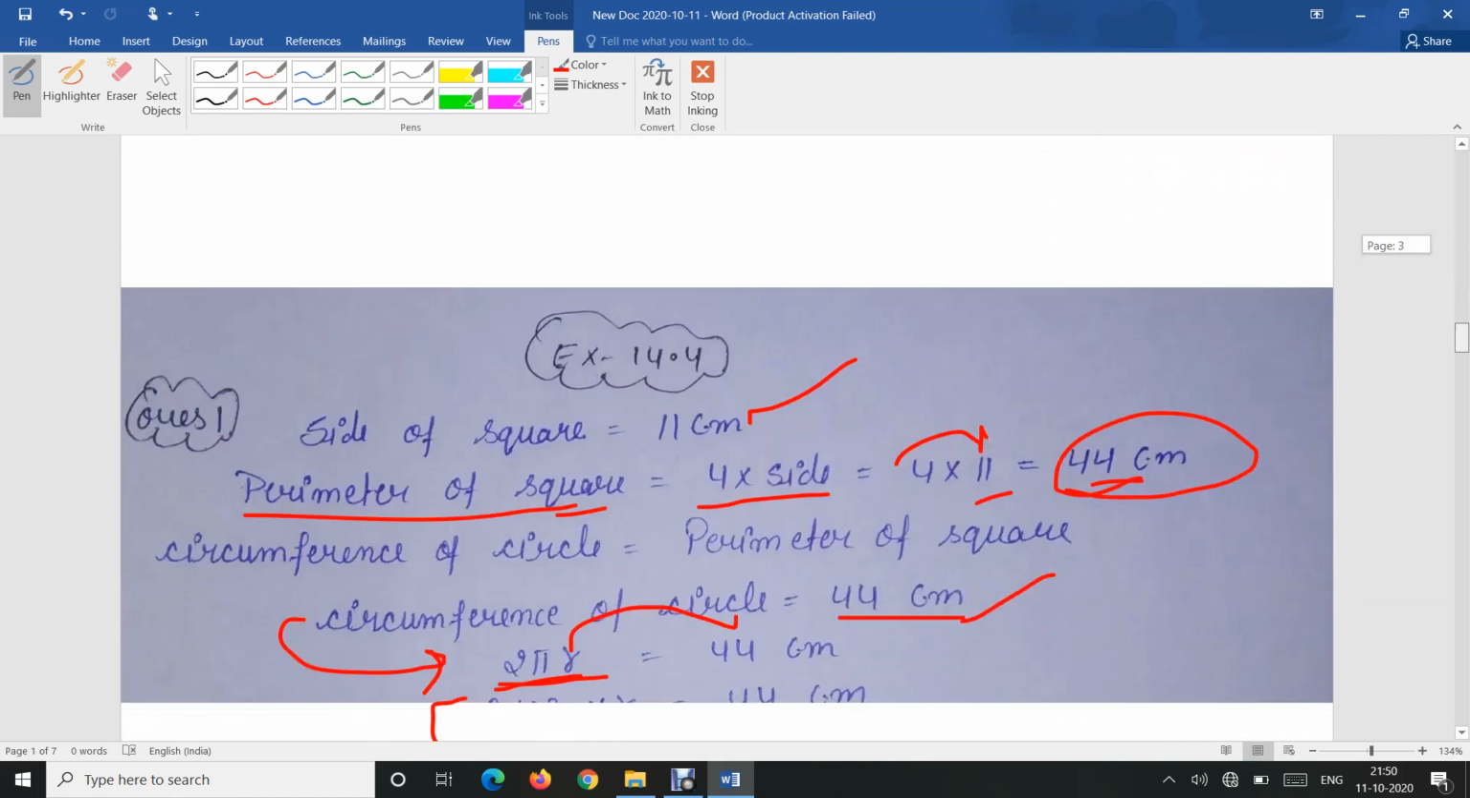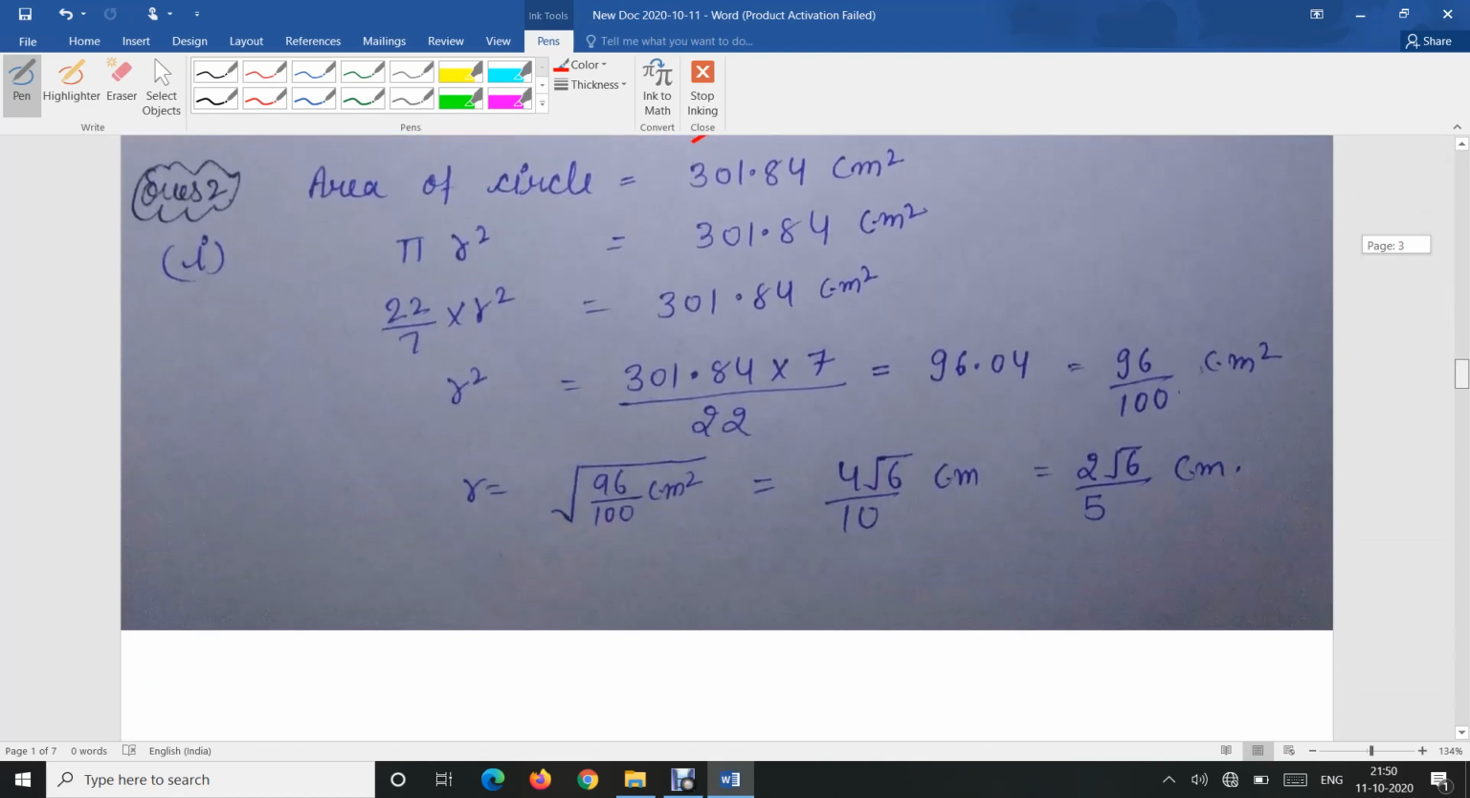And you have already done such type of question. So see question number 2. Area of circle is 301.84 centimeter square. You know the formula of area of circle is pi r square. So pi r square is equal to 301.84 centimeter square. You can put the value of pi, which is 22/7.